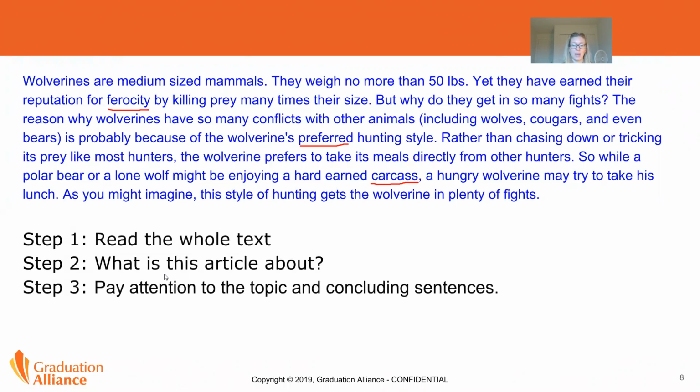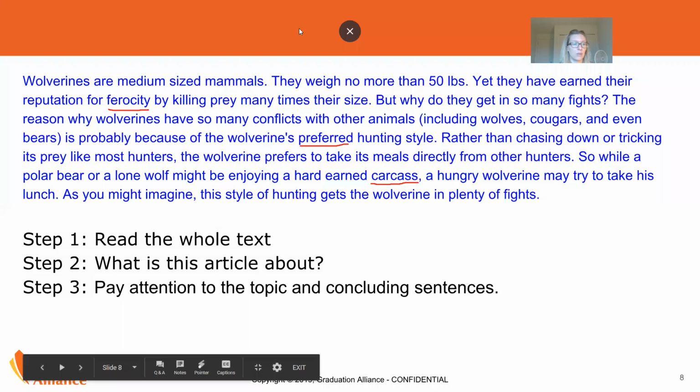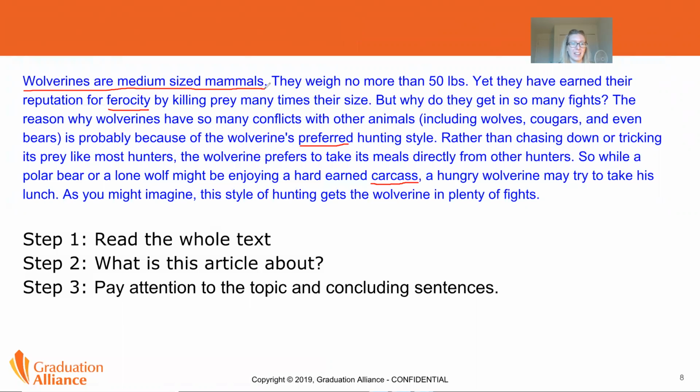Pay attention to the topic and concluding sentences. Okay, so the topic sentence here: wolverines are medium-sized mammals. All right, that does tell us what the topic is, wolverines, but it's not all about their size. That's just one part of it. That one doesn't really give us too much of a hint. Let's read the bottom concluding sentence here.